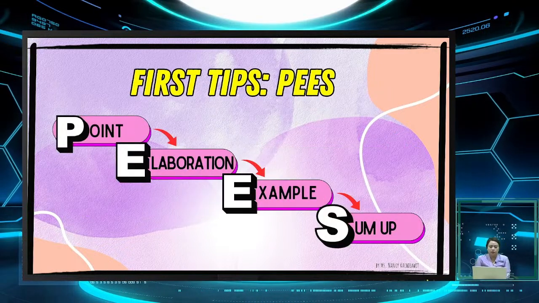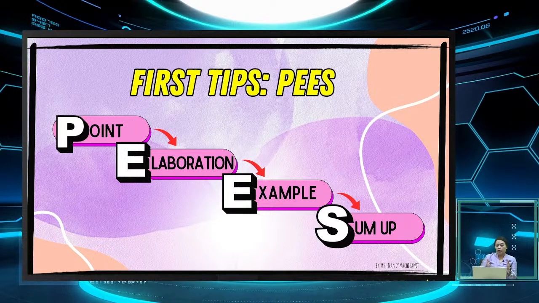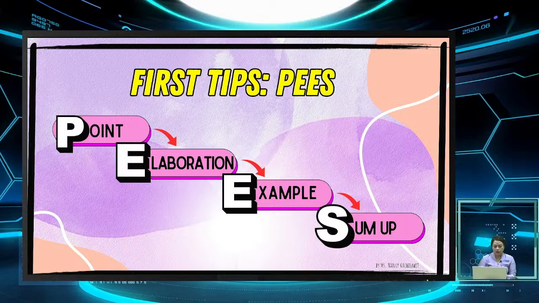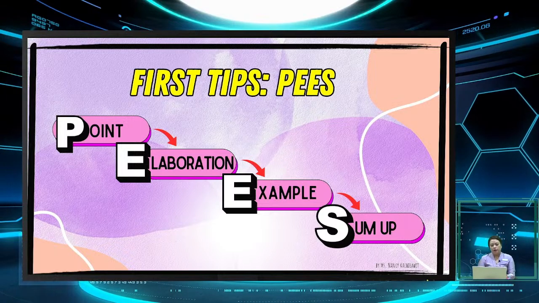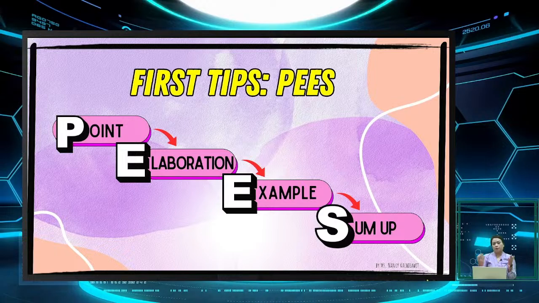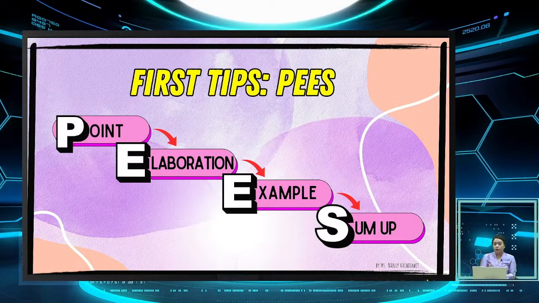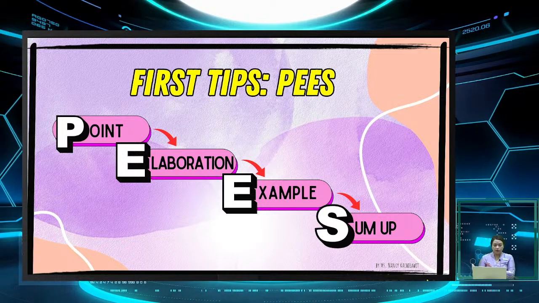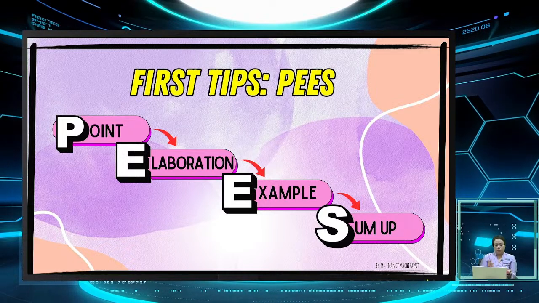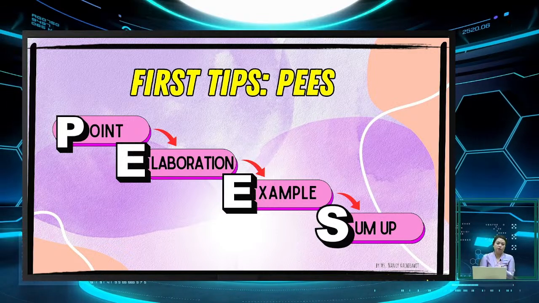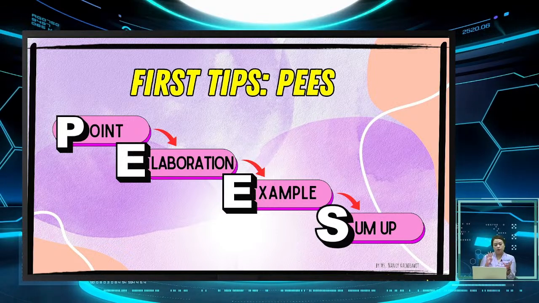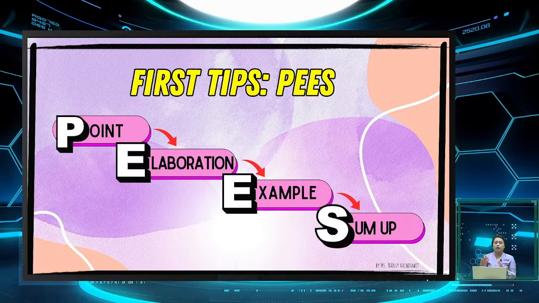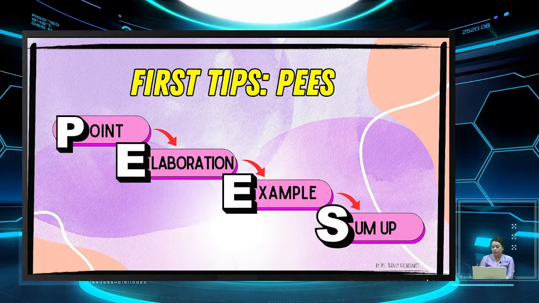So the first tip, you also have this in your writing, PEEL. You have to have your point, you have to have your elaboration, you have to have your example, and then you have to sum up your points. In your writing, you also have this, and for speaking tests, you also have to have this. You have to have your point, elaborate your point, give examples, and then sum up your points. If you manage to do this, then you will get higher marks for your CA, communicative achievement.